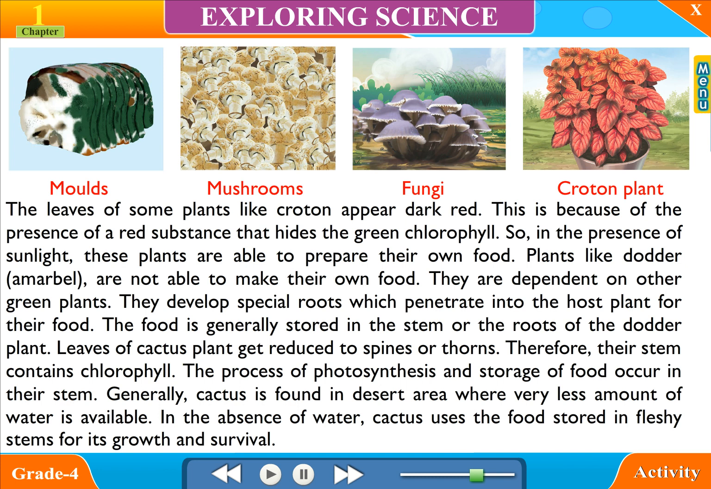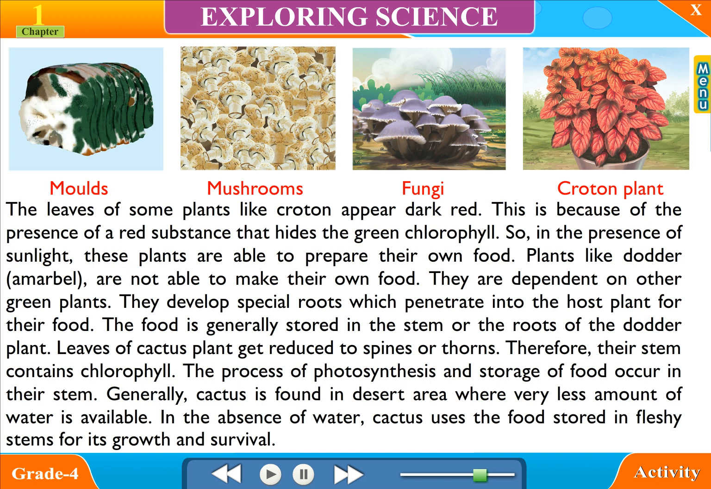Plants like dodder and mistletoe are not able to make their own food. They are dependent on other green plants. They develop special roots which penetrate into the host plant for their food. The food is generally stored in the stem or the roots of the dodder plant.